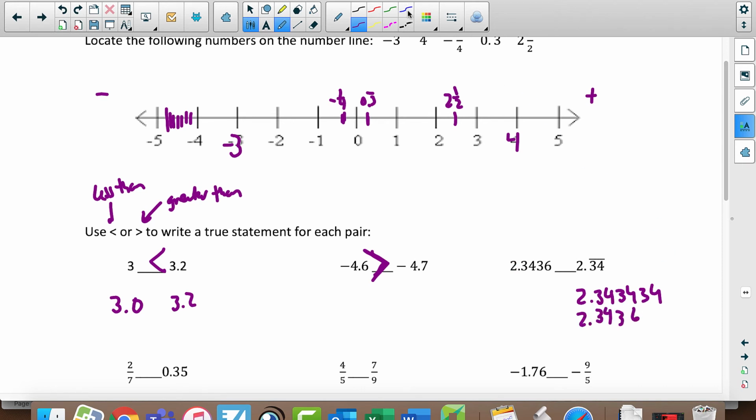2.3436. So if you compare it now, these numbers are the same, 2 and 2, 3 and 3, 4 and 4, 3 and 3, that's all the same. But now this one has a 6. Well, 6 is bigger than 4, so that's the bigger one. Which one was that? That was this one, so that's bigger.